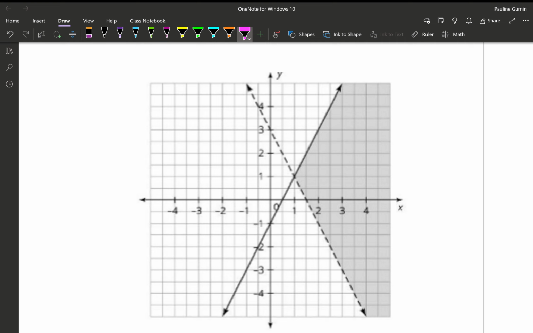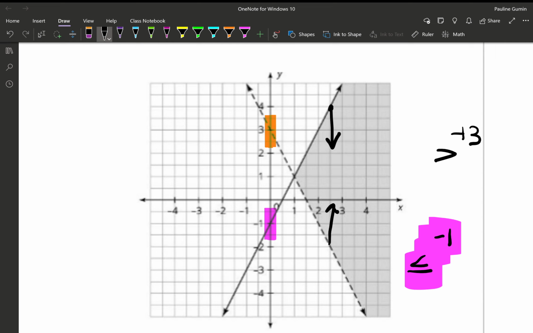Okay, so I noticed that the solid line goes through -1 and is shaded going down, and again, it's solid. So the line with the -1 y-intercept should have a symbol that is less than or equal to. Okay, so I'm going to keep all that in mind. Then the dashed line has a y-intercept of 3, and it looks like the dashed line is shaded upwards. So the one with a positive 3 should have just a greater than symbol. Okay, so this is how I'm thinking about it.